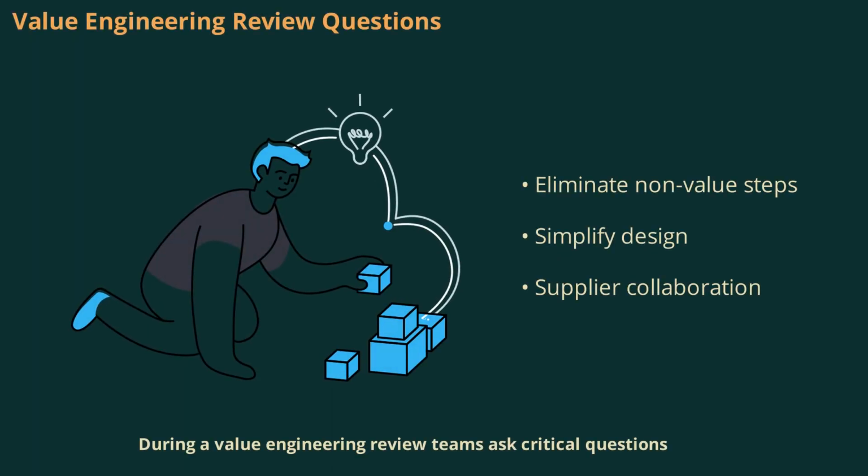During a value engineering review, teams ask critical questions. Can we eliminate non-value-added functions? Is there excessive durability or reliability that can be reduced? Can the design be simplified or minimized? Are there opportunities to substitute parts or combine steps? Can the product be designed for easier manufacturing or assembly? Should we seek supplier assistance or consider entirely new approaches? By systematically addressing these questions, organizations can reduce costs.